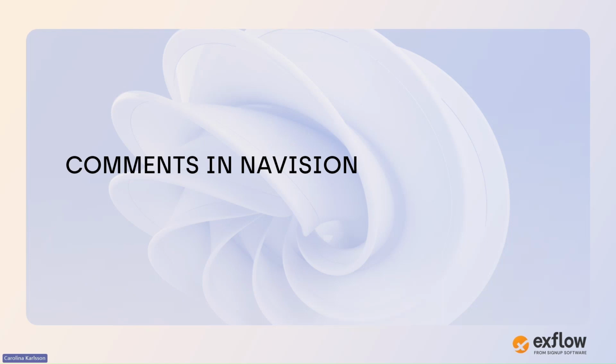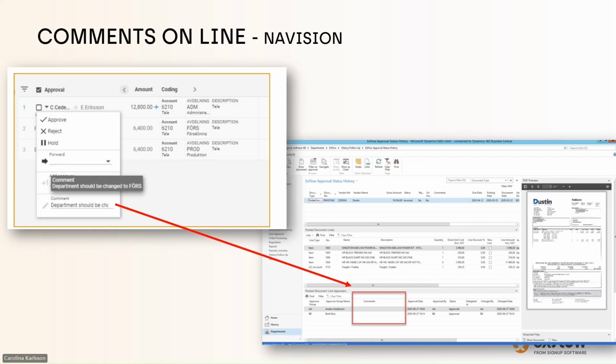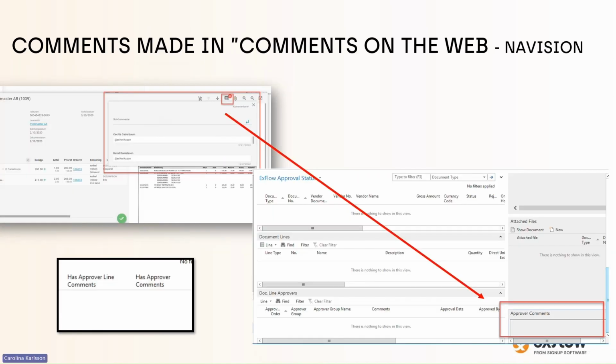Some of you are using Navision. So this is, for example, in ExFlow 541. If someone writes a comment on the line when they are rejecting a document, then you will also get it in the same place as in Business Central. And it's the same thing here. If you're restarting the document, the comment will go away. It will be deleted. So it's better to use the other function, which is this one.